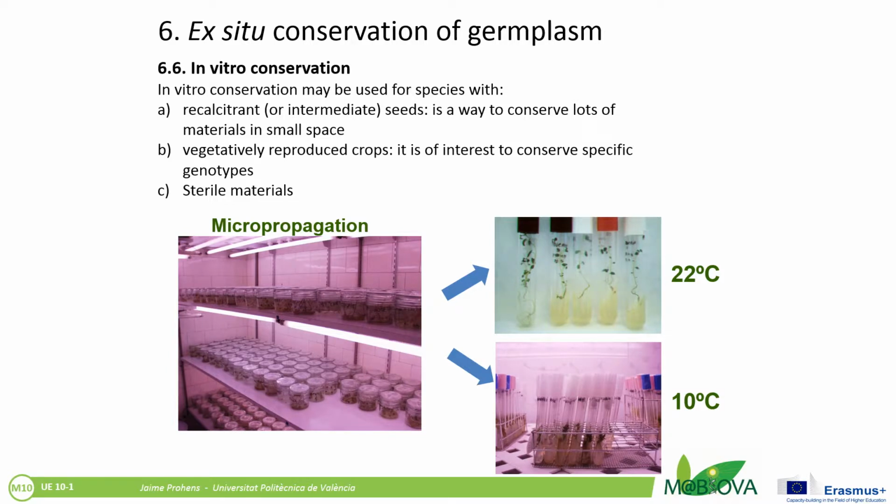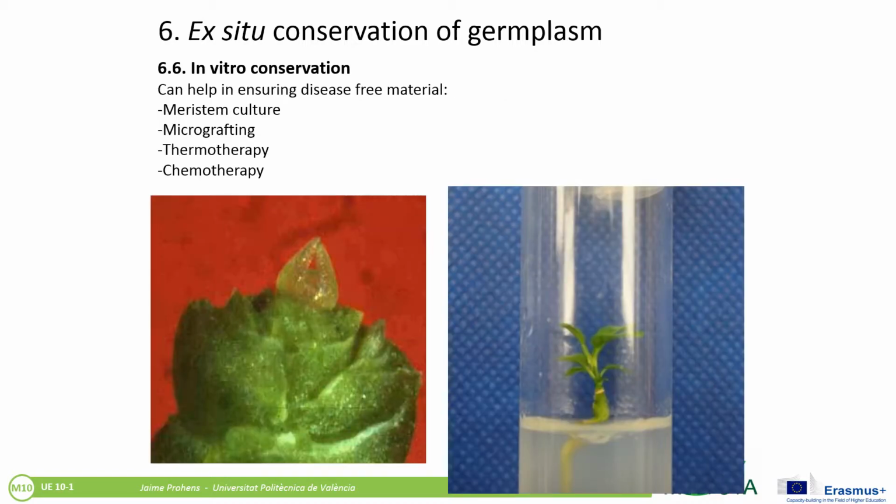In vitro conservation may be used for species which have recalcitrant or intermediate seeds, as this is a way to conserve many materials in a small space. It is also used for vegetatively reproduced crops in which it is of interest to conserve specific genotypes, or to conserve sterile materials that cannot be propagated by seeds. In vitro conservation can help in obtaining disease-free material by using techniques such as meristem culture, micrografting, thermotherapy, or chemotherapy.